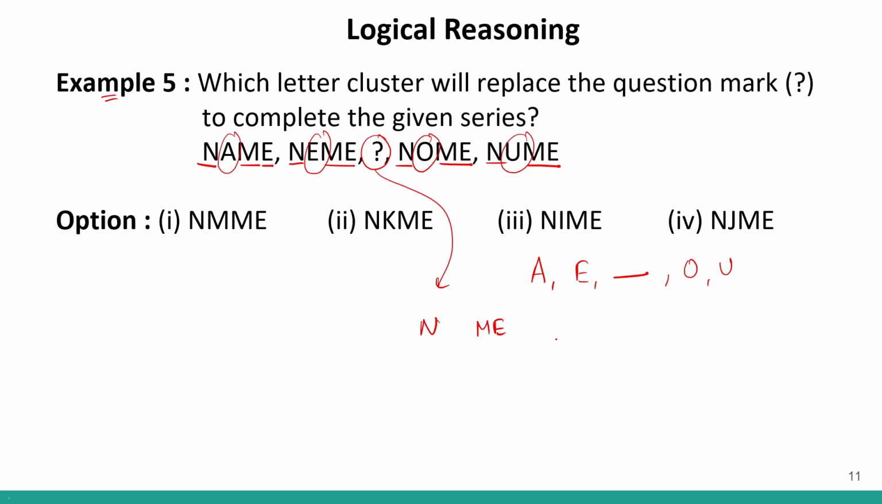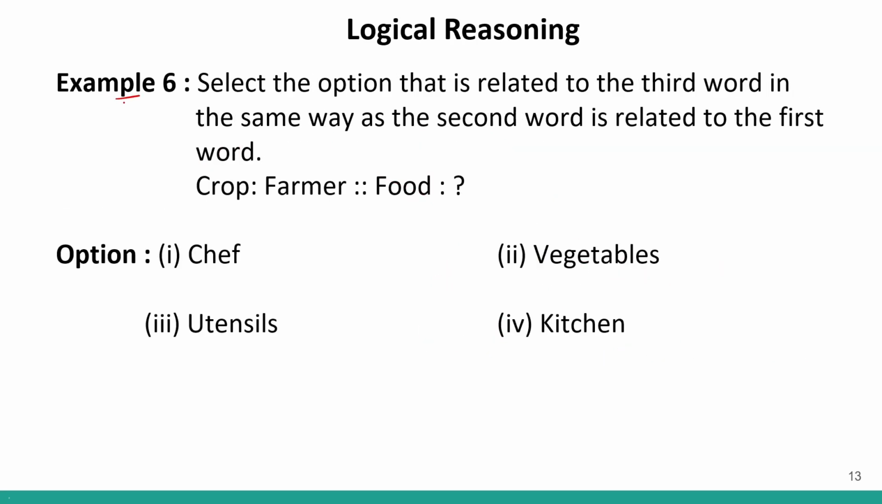Now, if you know that there are 5 vowels, what are the vowels? A, E, I, O and U. These are your vowels. So A, E, O, U are present. The only missing vowel is I. So here I'll get N-I-M-E. This will be my missing word, which is given in option number 3. So option number 3 will be your correct answer to this question. Clear?